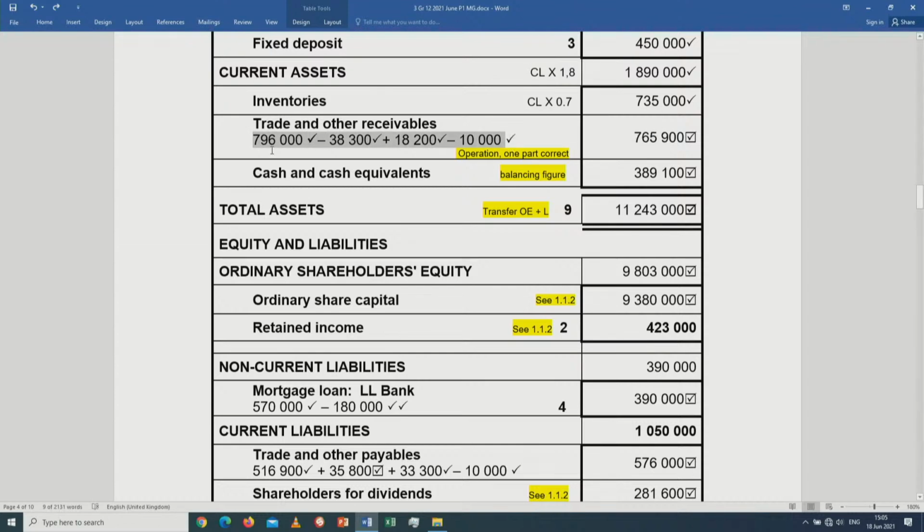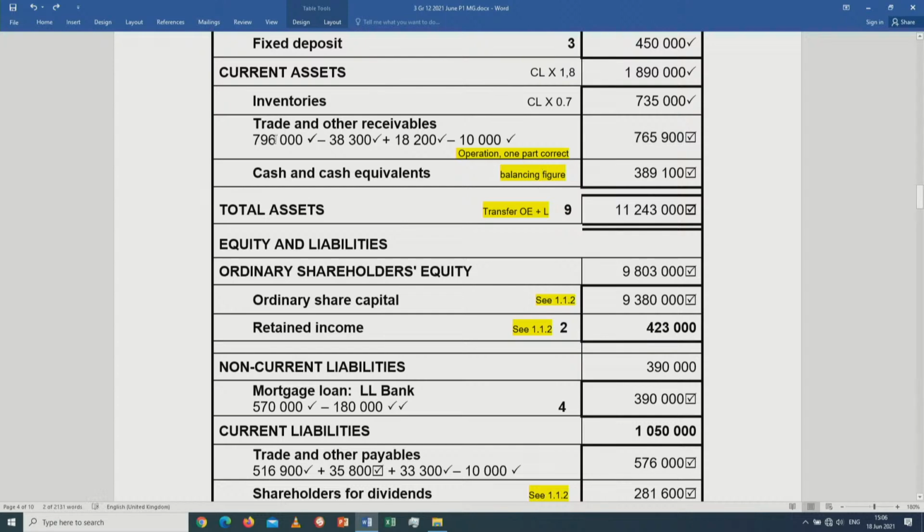796,000 for debtors control minus 38,300 for provision for bad debts, and both the sign and the amount must be correct, colleagues, to get that 1 mark. If provision for bad debts is added, then it's wrong. It's supposed to be subtracted. Plus 18,200, 1 mark, minus 10,000. 10,000 must not be added, it must be subtracted. So 1 mark for that. So 1, 2, 3, 4, and the final answer 1 mark.